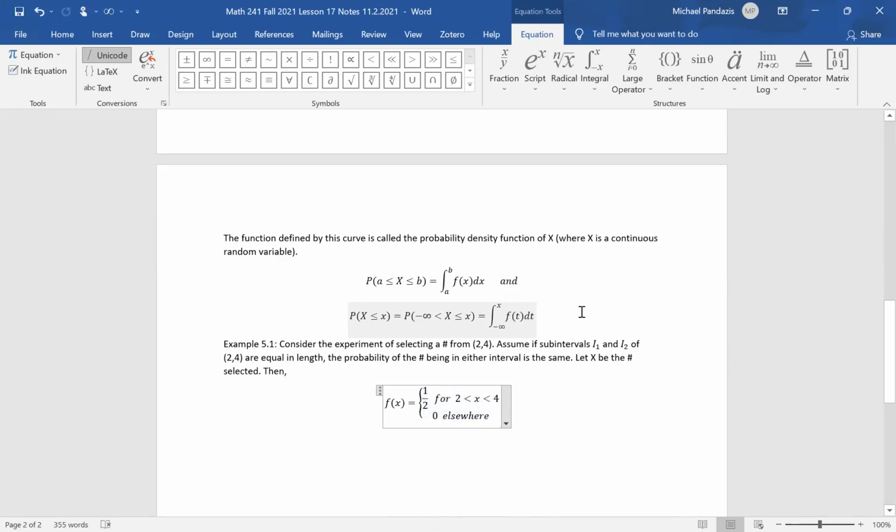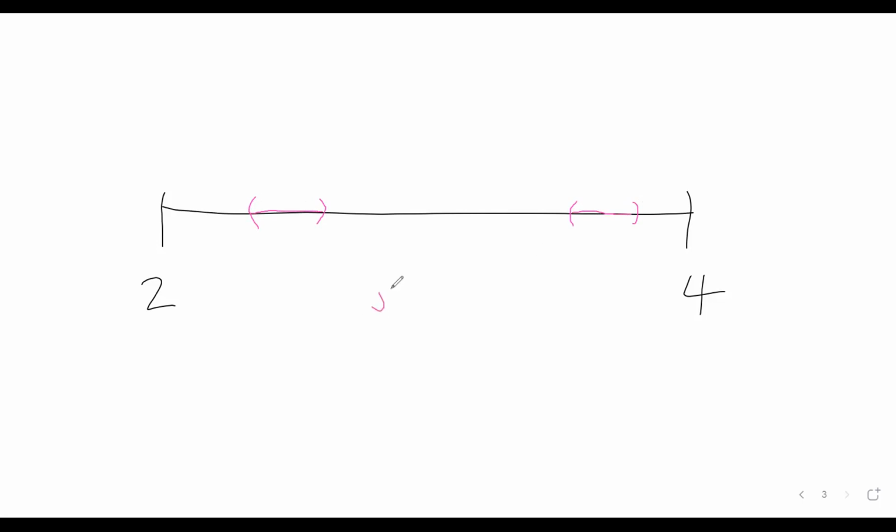Okay, so you have an interval from 2 to 4, and any two subintervals of [2, 4] with the same length have the same probability of the number being in that subinterval. So let's go to the whiteboard. Okay, so you have an interval from 2 to 4. That's your space. And if you take a subinterval, let's say here, and another subinterval here, and let's say they have the same length. Okay, same length.